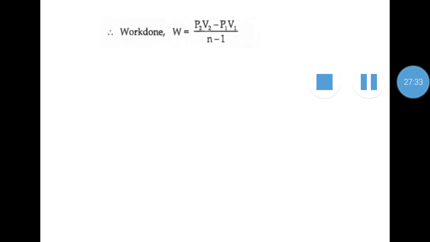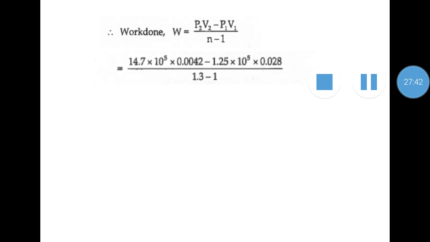Then work done, W is equal to (P2 V2 minus P1 V1) divided by (n minus 1). So filling all the values, P2 is 14.7 into 10 raised to 5, V2 is equal to 0.0042, P1 is equal to 1.25 into 10 raised to 5, V1 is equal to 0.028. So the n value is 1.3 minus 1. So we are getting work done as (617 minus 3500) divided by 0.3. So we are getting 8913 joule.